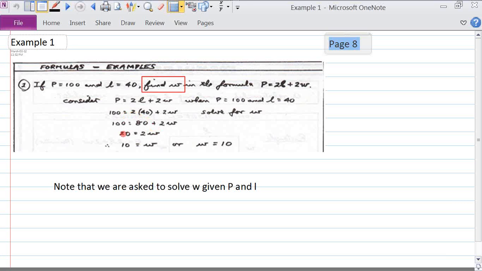Now, usually we reverse the procedure, bringing the variable to the left and the number to the right, but it really doesn't matter. What we're doing here is bringing the 80 to the left-hand side, subtracting it from 100, and we get 20. So now we have 2W, which is the same as writing 2W equals 20. We divide this side by 2, we get W. We divide this side by 2, and we get 10. So W equals 10 in this problem.